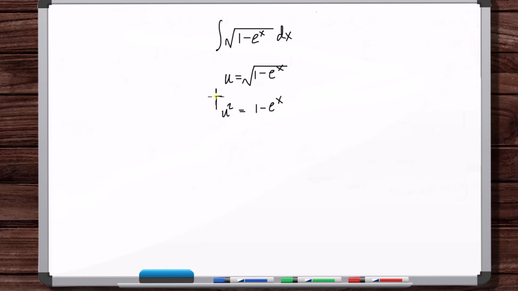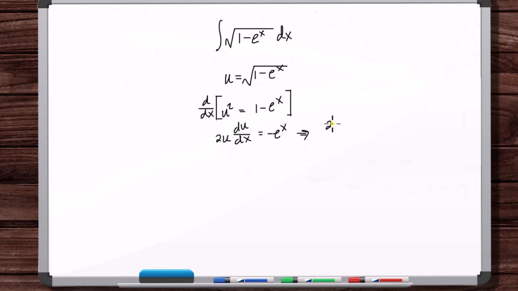Okay, now we're going to do implicit differentiation. So take the derivative of this entire equation with respect to x. So we've got 2u du/dx is equal to minus e to the x. Okay, and so now we want to solve for whatever we've got in the integrand outside of our substitution. So all we've got left is dx.